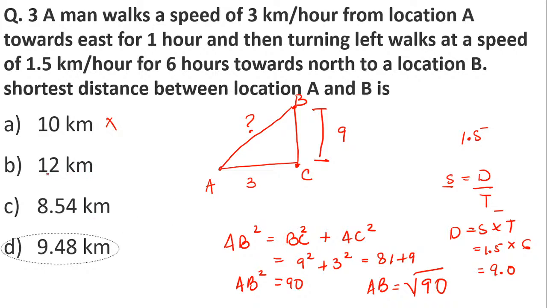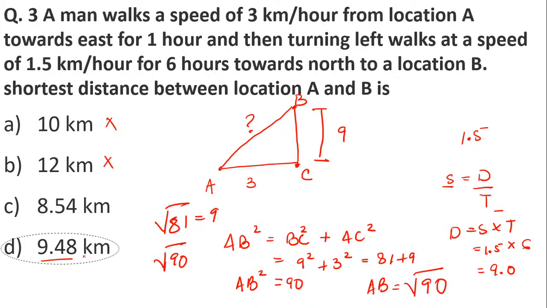The square of 12 is 144. So this will also not be the right answer. And the root of 81 is 9. Root of 81 is how much? It is 9. So obviously root of 90 will be greater than 9. Okay, got it? It will be greater than 9, and hence the answer is going to be D, 9.48. Okay, did you get it?